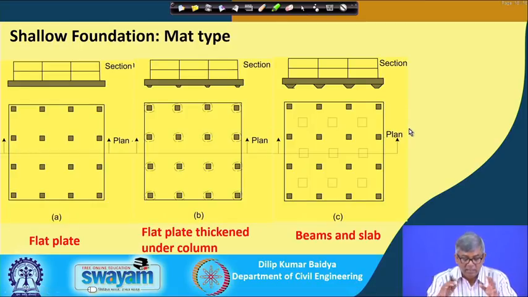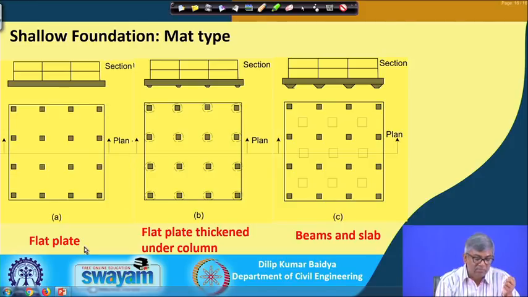You can see there are several types of raft or mat foundations available. First one is here, that is flat plate. That means, you can see I have shown both the plane. These are the column locations, these are all the black spots or column locations, and this outer boundary is the boundary of the foundation. And if I take a section here, then I will see this is the building part and this is the foundation part.